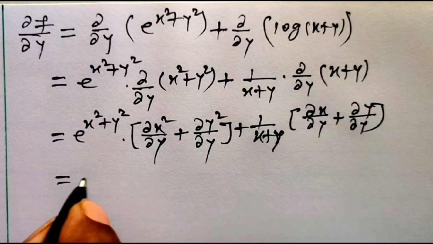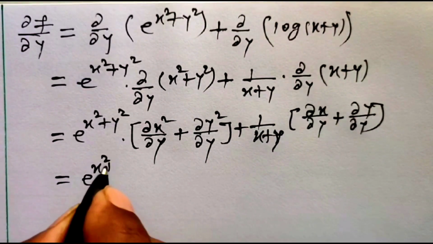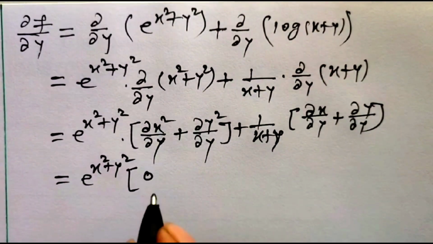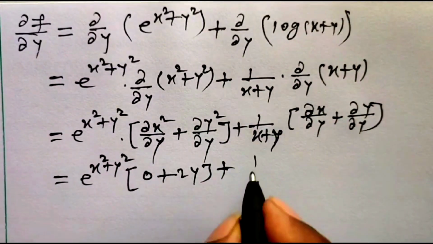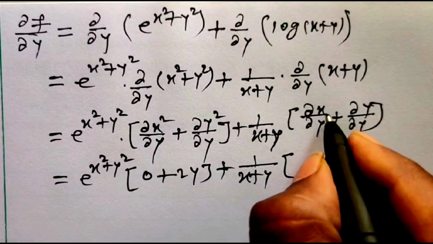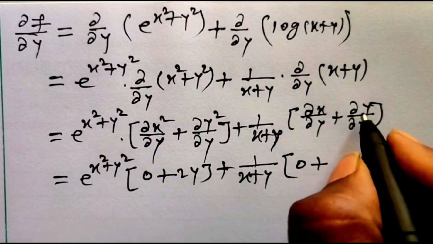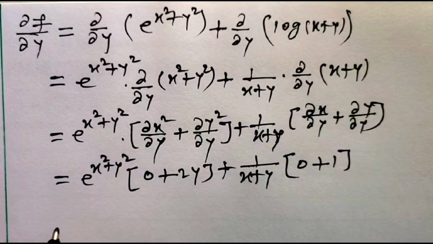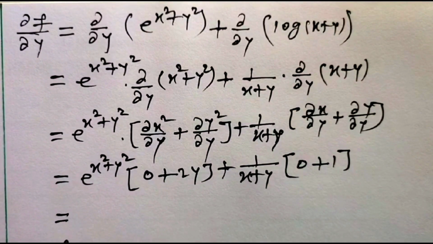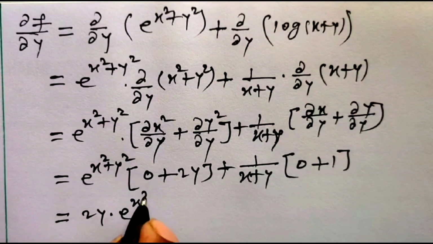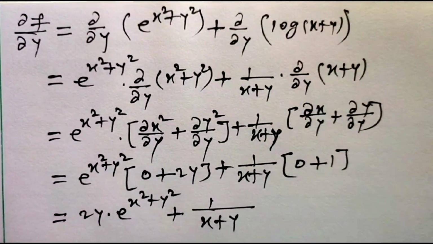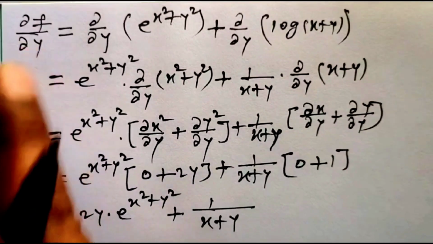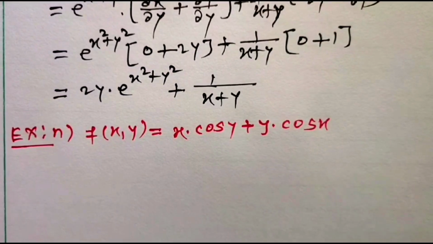This is equal to e to the power x square plus y square. This becomes 0 because x square is constant, plus derivative of y square is 2y, plus 1 upon x plus y. Derivative of x with respect to y is 0 and derivative of y with respect to y is 1. Simplify this, that will be partial derivative of f with respect to y, which is 2y into e to the power x square plus y square plus 1 upon x plus y. This is partial derivative of f with respect to y. Let us solve the next sum.